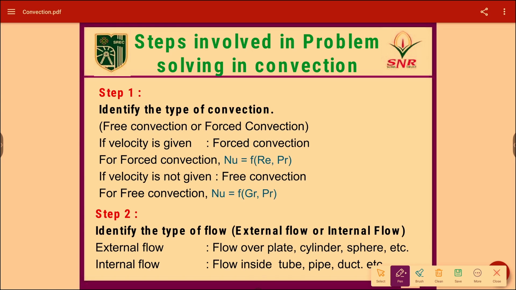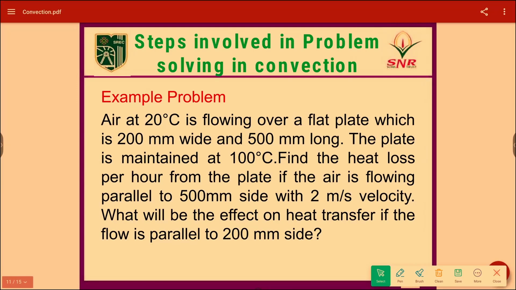Now for the example we have taken, the flow is happening over a flat plate. Therefore it is the case of external flow. Next, the velocity value is given as 2 meters per second, so therefore it is the case of forced convection. These two we have observed first. Let us see what the next step is.